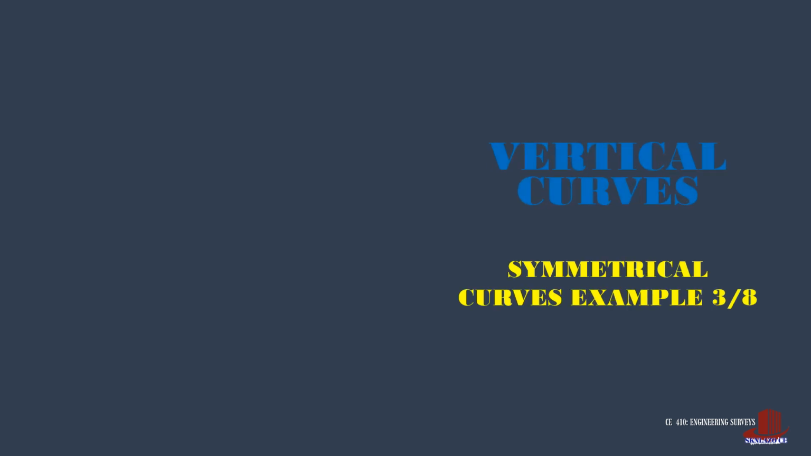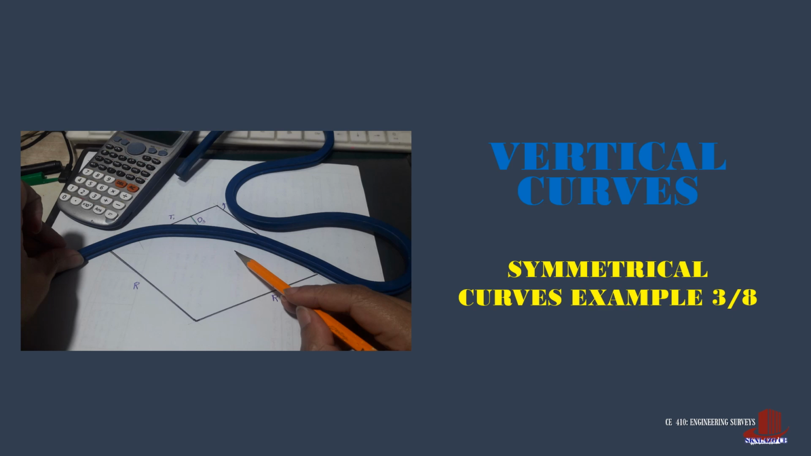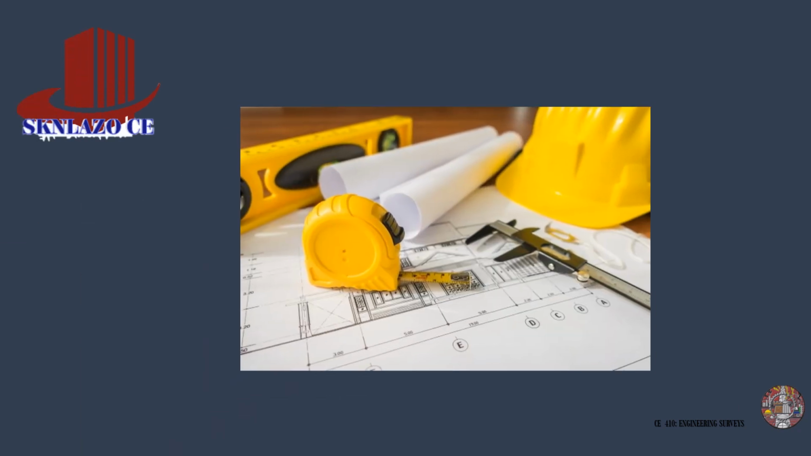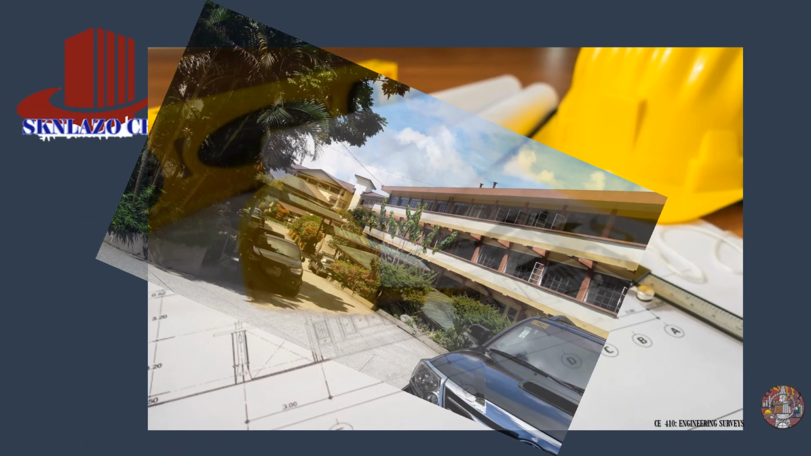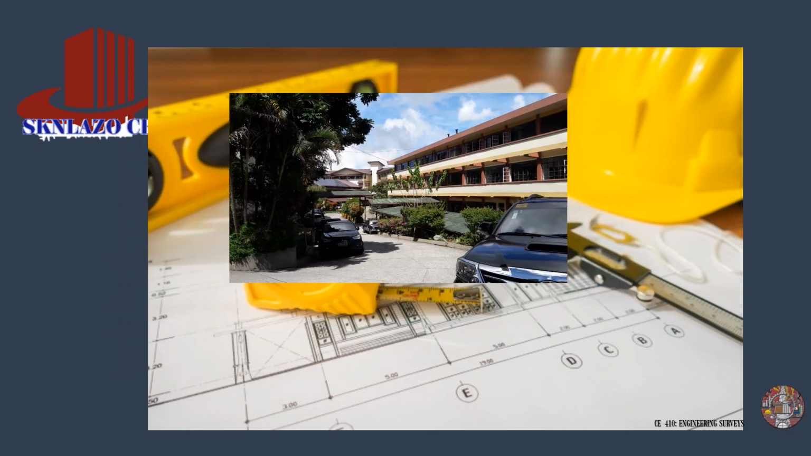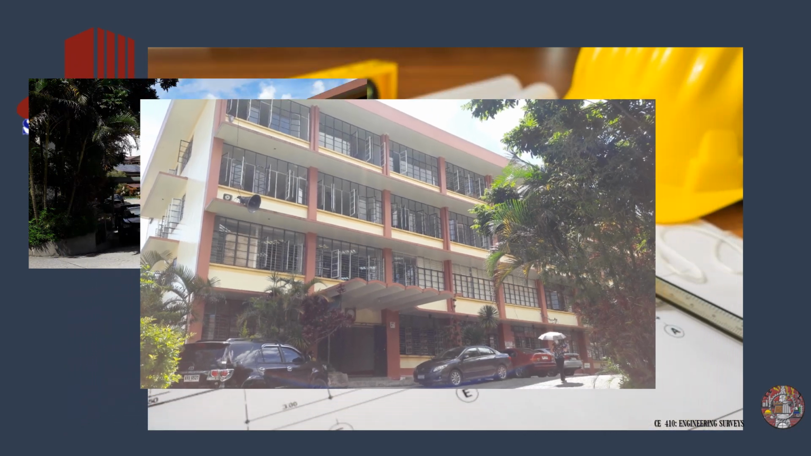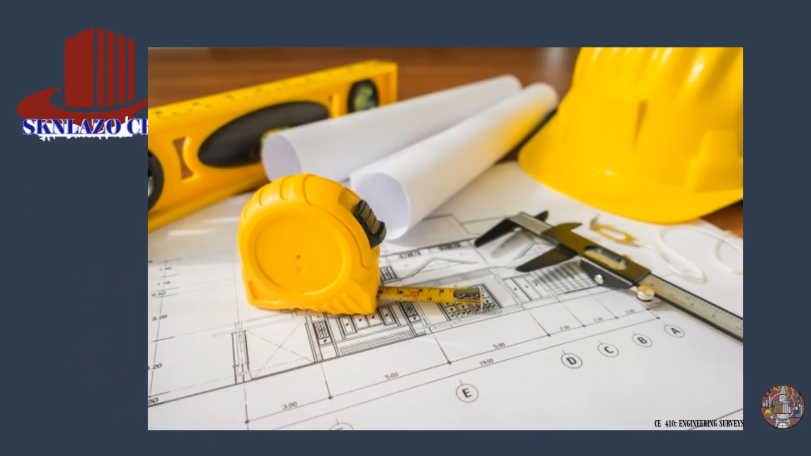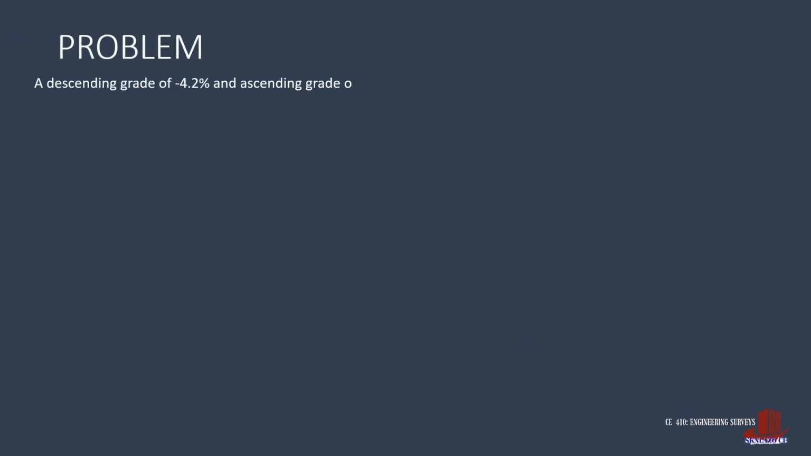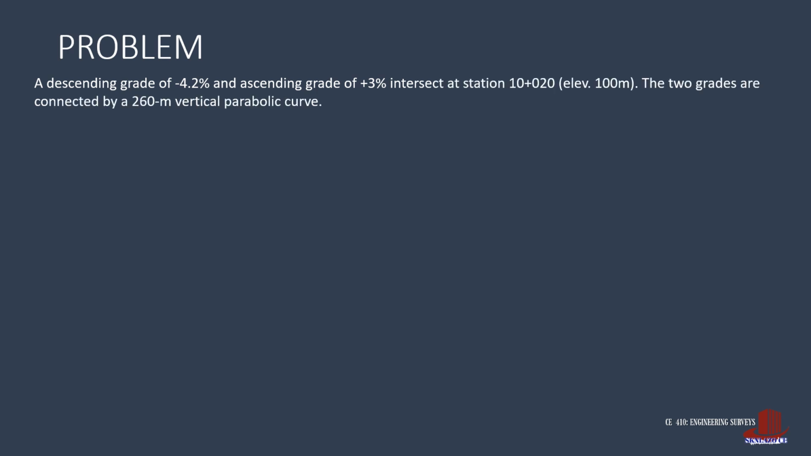The next example involves a sag curve. Check how the elements are solved here in engineering surveys. The curve is made from a back tangent of negative 4.2% with an ascending tangent of 3% grade.